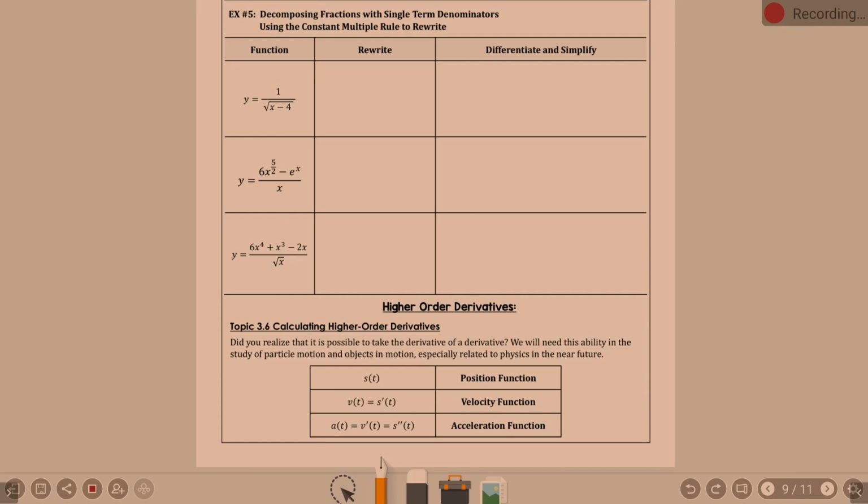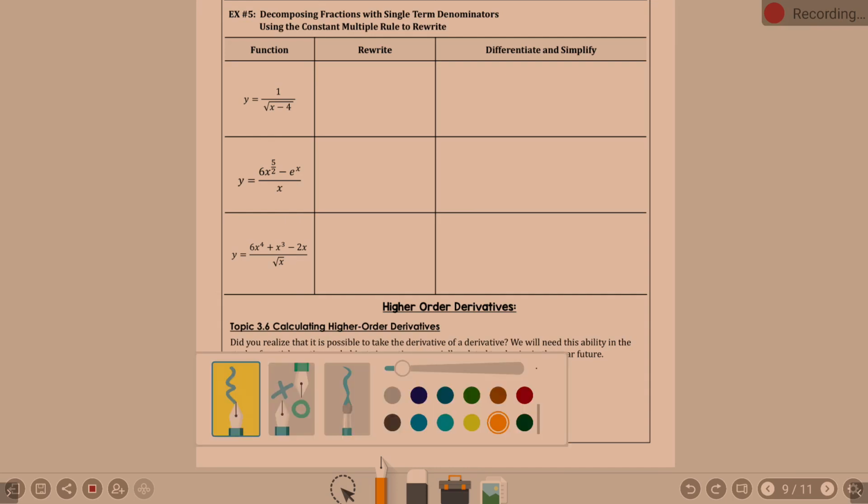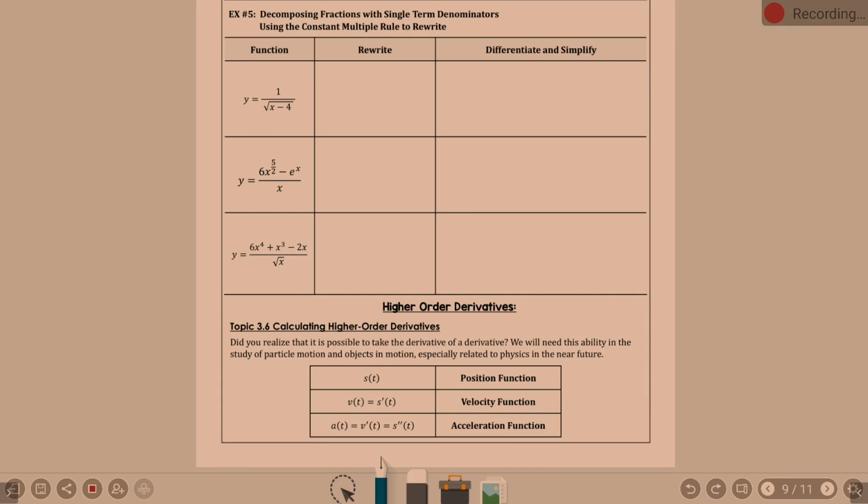How could we rewrite this? What can we do with that denominator? X to the negative 1/2, except it's not just x. So we could rewrite this as y equals x minus 4 to the negative 1/2. And technically we don't know chain rule yet, but I guess it doesn't matter. So, derivative of this one.